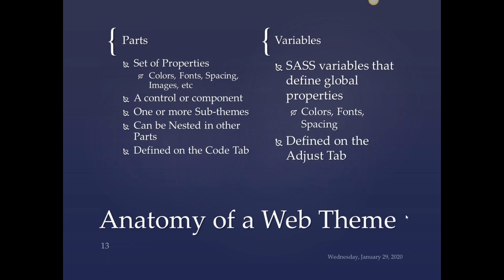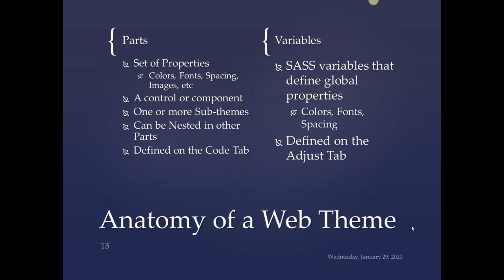So when we talk about a web theme in Alpha Anywhere, the theme itself is composed of two large pieces, and those are parts and variables. These are the things that we've created to build a structure around styling an Alpha Anywhere app. So parts have properties. Well, back it up. Parts are a control or a component.